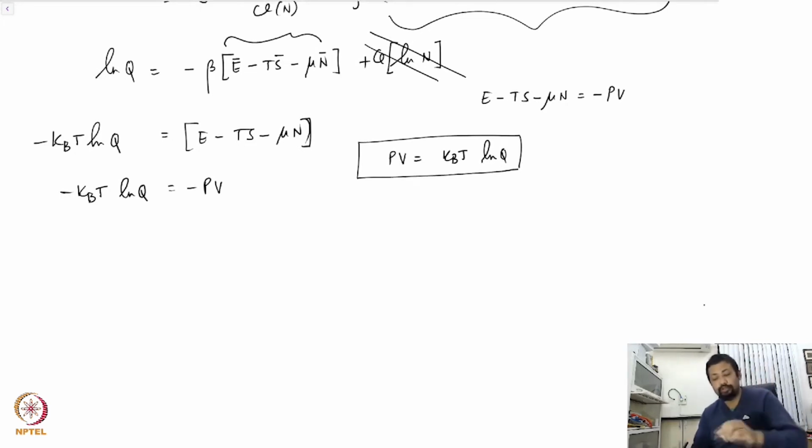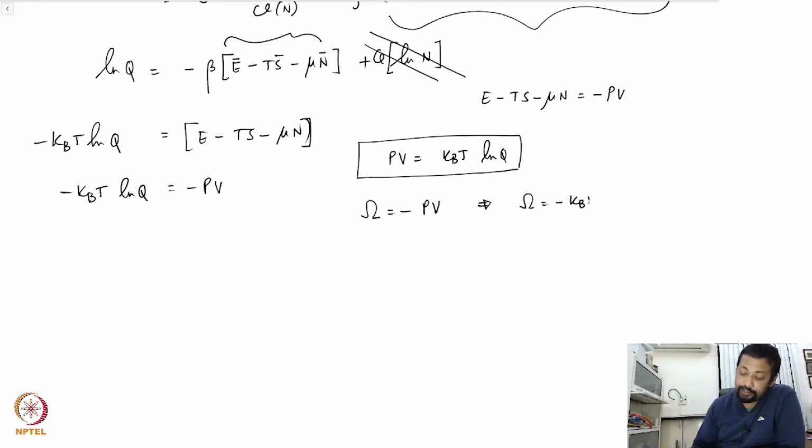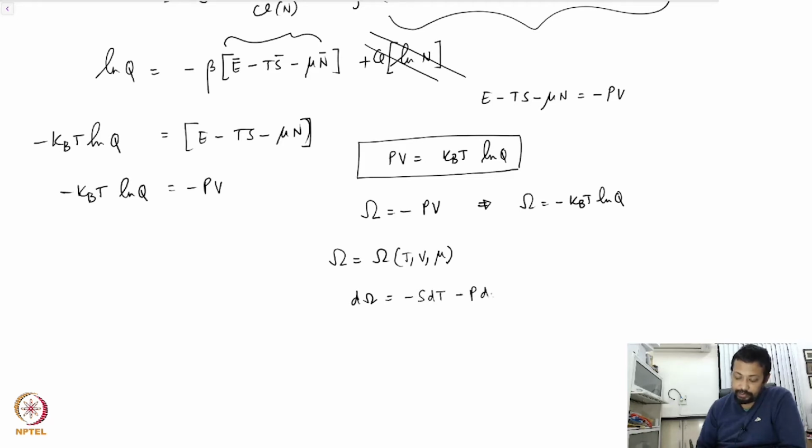But we don't usually stop here. I know that the grand potential omega is minus P times V, and this implies that omega is minus kBT ln Q. But what is omega a function of? Omega is a function of T, V and mu, and therefore d omega is going to be minus S dT minus P dV minus N d mu.